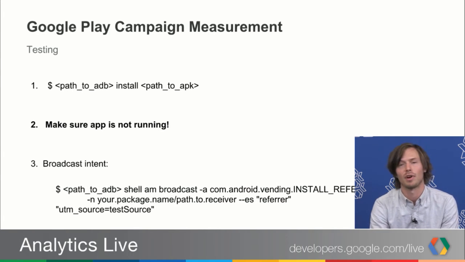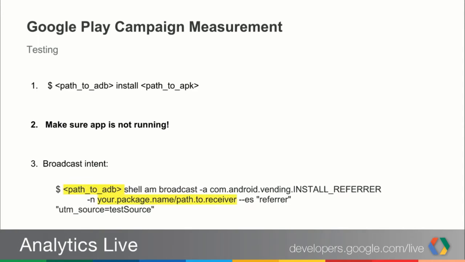And then the third is we're actually going to broadcast the intent. Right, so again, it's kind of the same thing. You're going to have your path to ADB. Then you broadcast the intent. You have to specify your package name and also the path to the receiver. And then you tack on this string extra that's named refer. And then you can add your UTM parameters and values. You don't really need to do too much here. You can actually just do UTM source equals whatever value you want. That's really the only required field. And that's good enough for the purposes of testing.